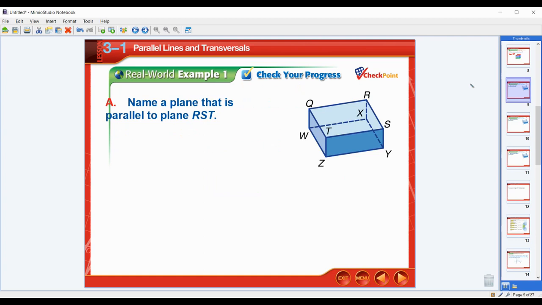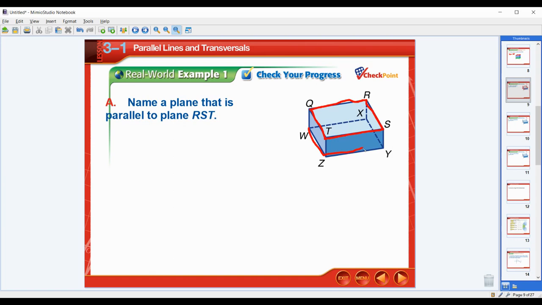All right, number 9 here. Ninth slide. Name a plane that is parallel to plane RST. So I'm going to go ahead and outline RST here. That would be, again, the top plane. So really nothing changes from the last question to this question. We have a rectangular prism. So the top face here is going to be parallel to the bottom face.